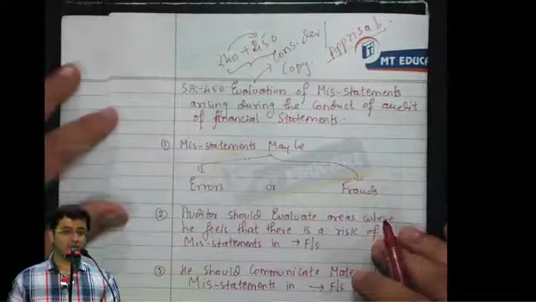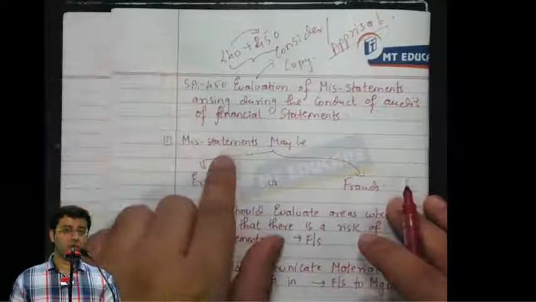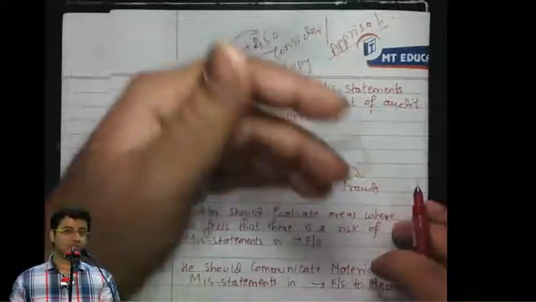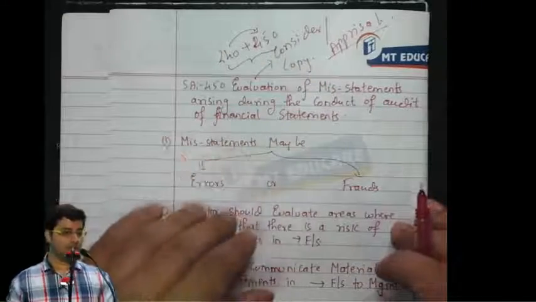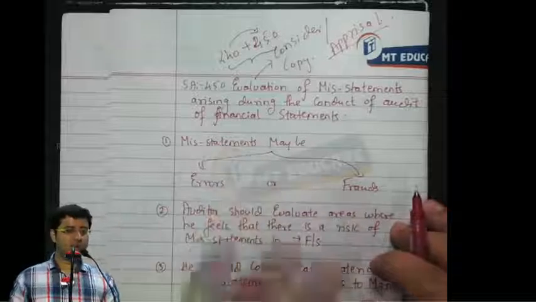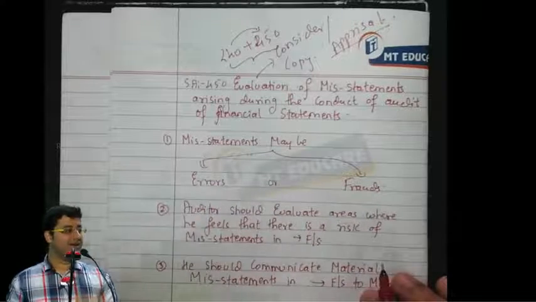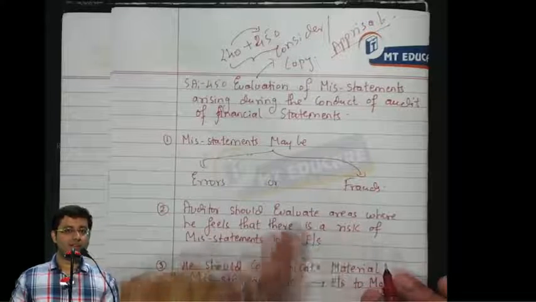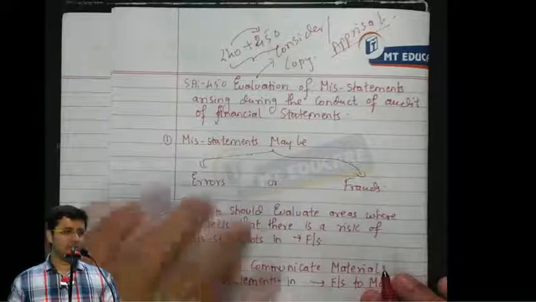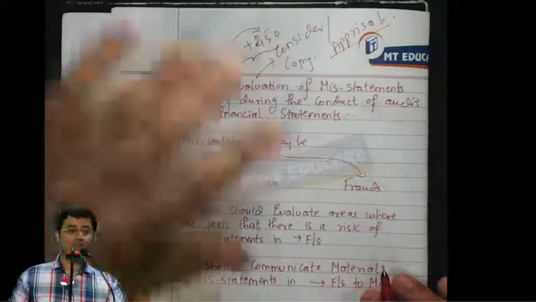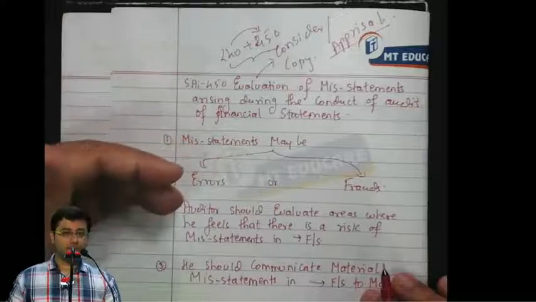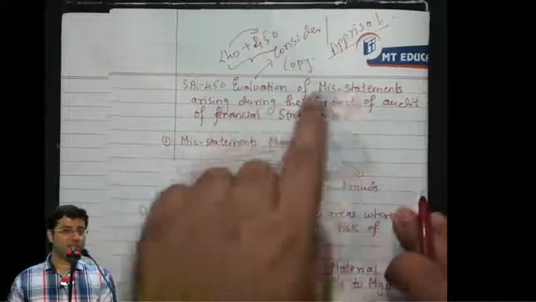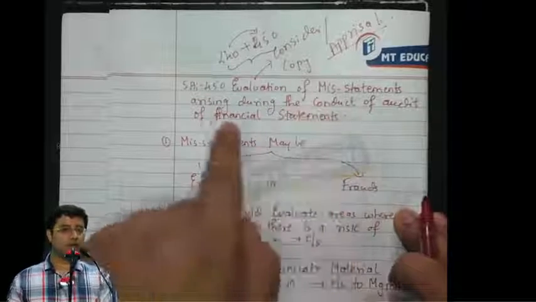You have to analyze the situation here, and the situation is also very simple. If you come across any misstatement, maybe that misstatement is an error, maybe that misstatement is a fraud. You don't know what type of misstatement it is, but whenever you come across any misstatement, you should always try to evaluate the areas from where the misstatement has arisen. So the auditor should evaluate areas where he feels there is a risk of misstatement. In no audit can I say there won't be any misstatement at all. There will be misstatements in the form of errors, and in the form of frauds. So, as the name suggests, it is the evaluation of misstatements arising during the conduct of an audit of financial statements.